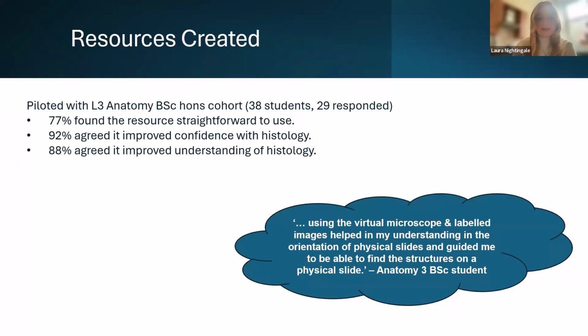We did pilot the OMERO resources with L3 Anatomy BSc students, so that's 38 students, of which 29 responded. You can see from the results, 77% of those students found the resource straightforward to use, 92% agreed it improved their confidence with histology, and 88% agreed that it improved their understanding of histology. And we've also got a quote from an Anatomy 3 BSc student in the corner of the slide.